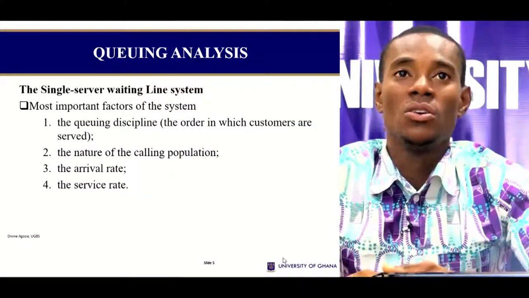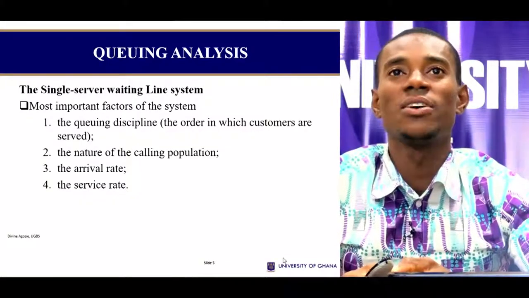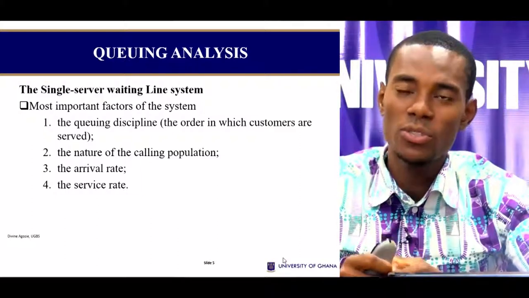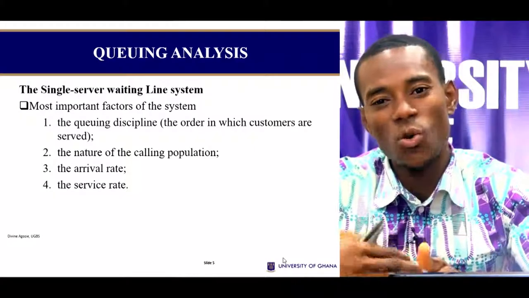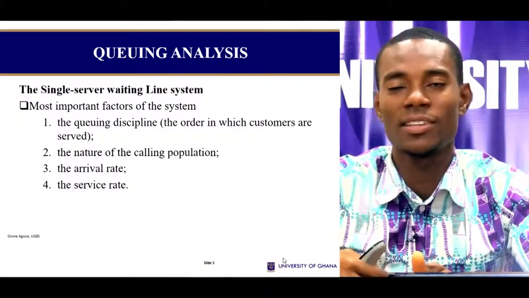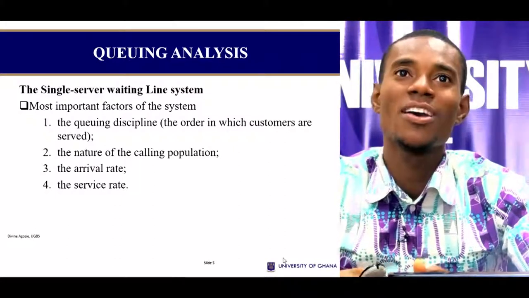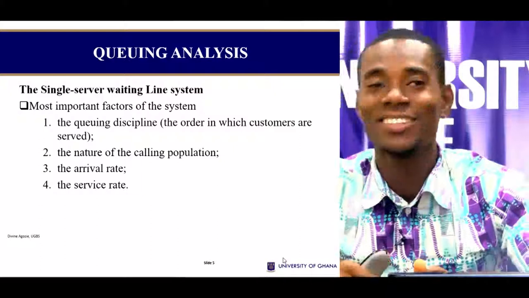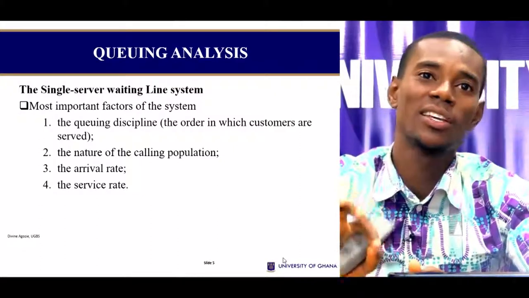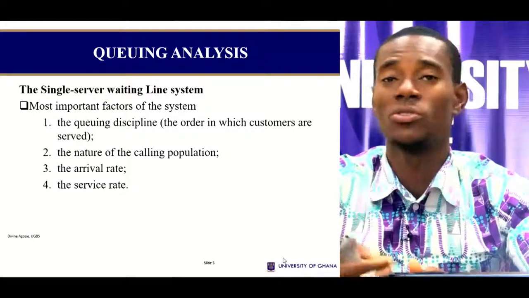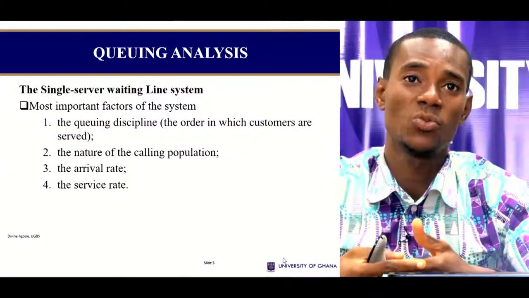Okay, so in considering the single server waiting line system, the most important factors in the system are, one, what we call the queuing discipline. What is the order in which customers are served? Do you do first come, first served, or first come, last served? That would be really interesting. Or probably, you pick at random to serve. The order in which customers are served is what we refer to as the queuing discipline.